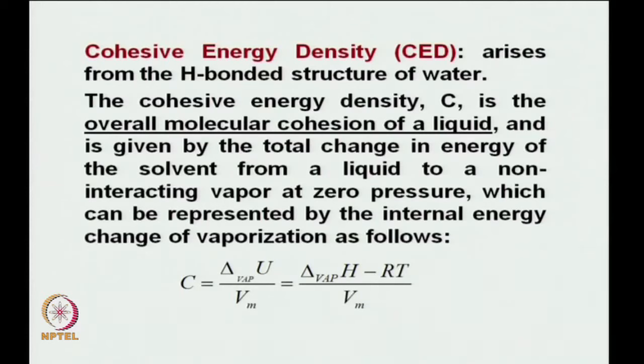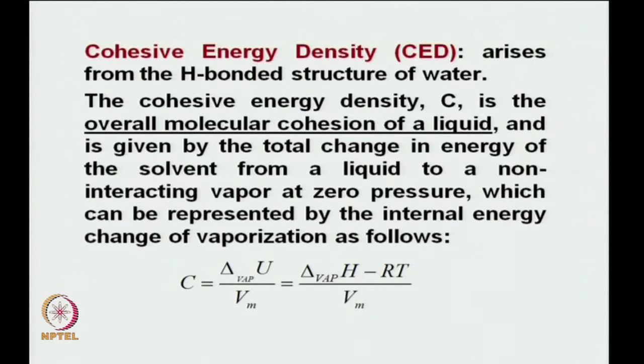That is what we are trying to put in, which can be represented by the change in internal energy of vaporization, as C, your cohesive energy density, is given by the change in vaporization internal energy over Vm, which is the molar volume of the corresponding solvent. And you know H is equal to U plus PV. From there I can write that delta U is equal to delta H vaporization minus RT over Vm.